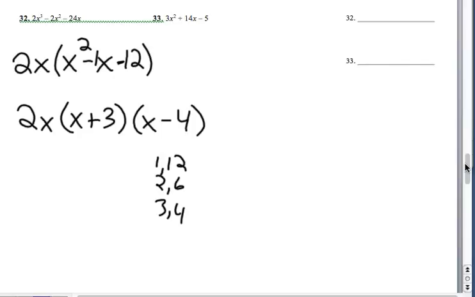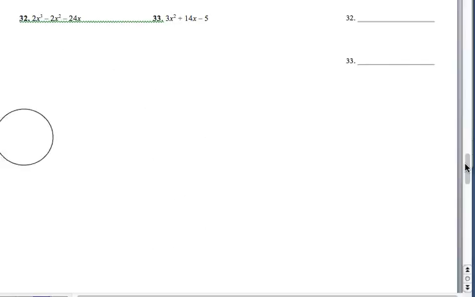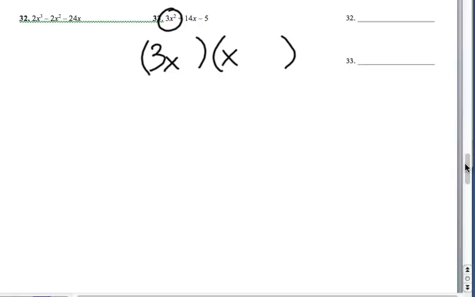And number 33. So the end of the line for our factoring. Number 33, nothing pulls out. So I just have to look to see how can I get a 3x squared. The only way to get 3x squared is 3x and x. And the nice thing is to get a 5, you have to use 1 and 5. Now the thing I'm noticing though is that it's negative. So really one of those gets to be negative. So it's either negative 1 and 5 or 1 and negative 5 that I'm looking for.